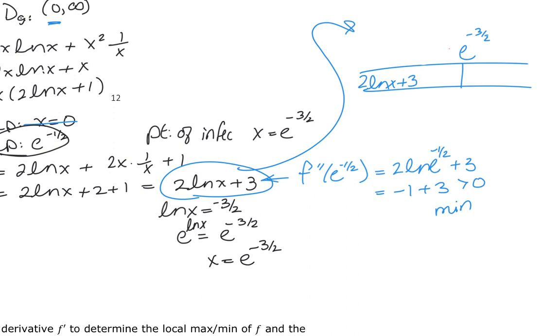So e raised to the negative 1/2. We put that in there and we did that already. We know that this is positive, so we are concave up in that region. And so we'll choose something on the other side, maybe, let me see, what would be a number smaller than that? Let's choose e raised to the negative 5/3. I think that should do it. Let me see.